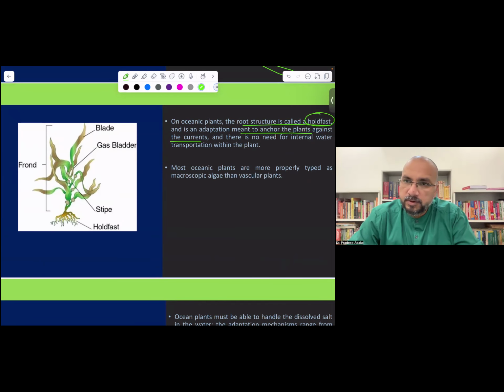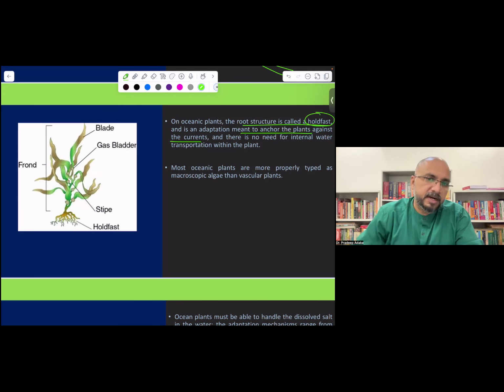Okay, so these plants are rooted at the bottom, so they can anchor to the base. These root-like structures are called holdfast, so that they can anchor to the base inside the ocean, to the bottom. So they have these gas sacs, gas bladders, and also holdfast organs.